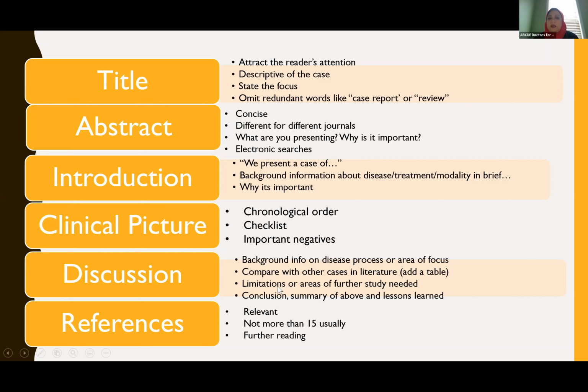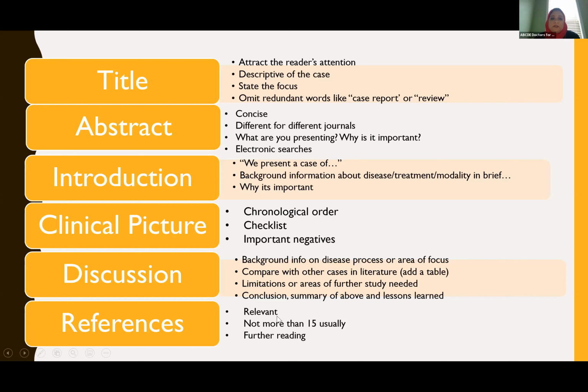This is really a nice thing to add: limitations or areas of further study needed. So if this kind of case has not been discussed much, or, for example, you're lucky and you work in an Egyptian population which hasn't been described extensively in some area, you can always say further studies on Egyptian populations of whatever origin or with similar symptoms need to be further studied, their genetic background or something like that. You can check and see where the limitations of this case study are. And then the conclusion or summary of the above and lessons learned.